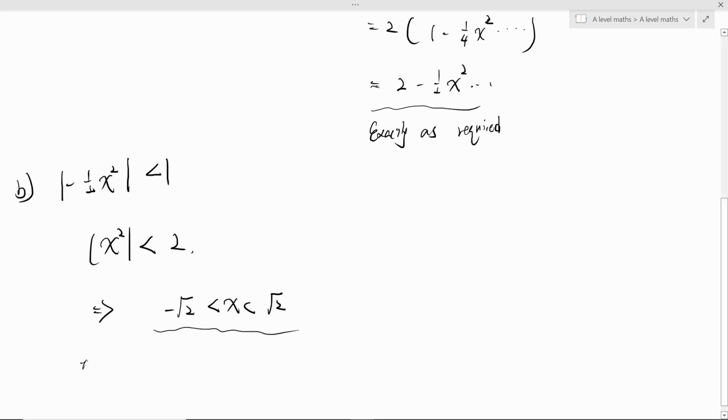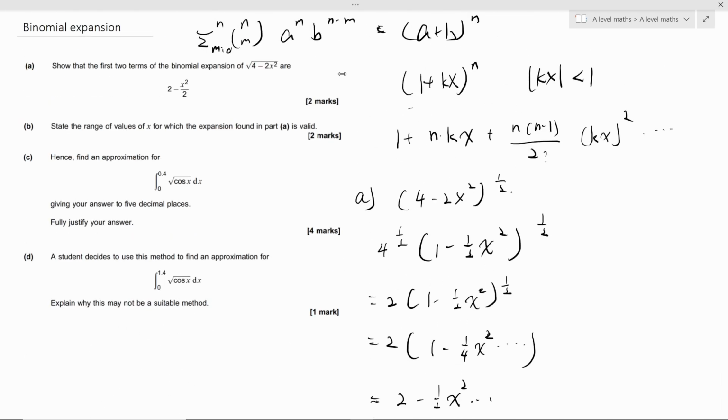So this is the range where the expansion is valid. Notice you can't just say that minus 2x squared is less than 1, because you haven't taken out the factor of 4 here, right? You must wait until you have 1 plus something, okay? And the something must have absolute value less than 1. It's quite important, and we'll talk about it later. Now moving on to part C.